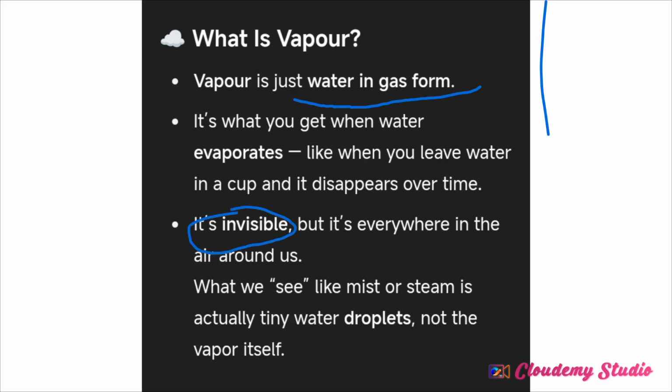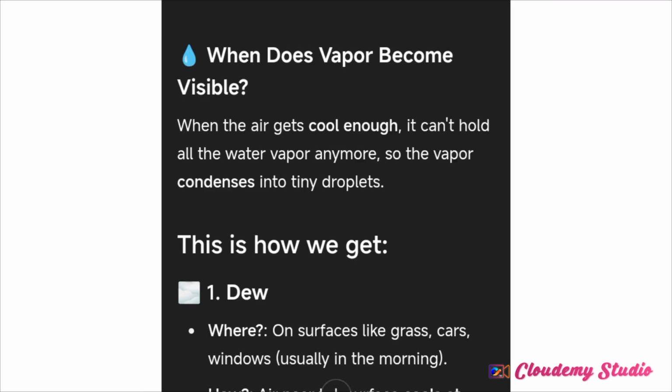So basically, when does water become visible? When it gets cool enough. What does this mean? Once it starts getting cold, that means losing energy, it's already becoming liquid form. That's basically how your gas, when it gets cold, you see it forming droplets.